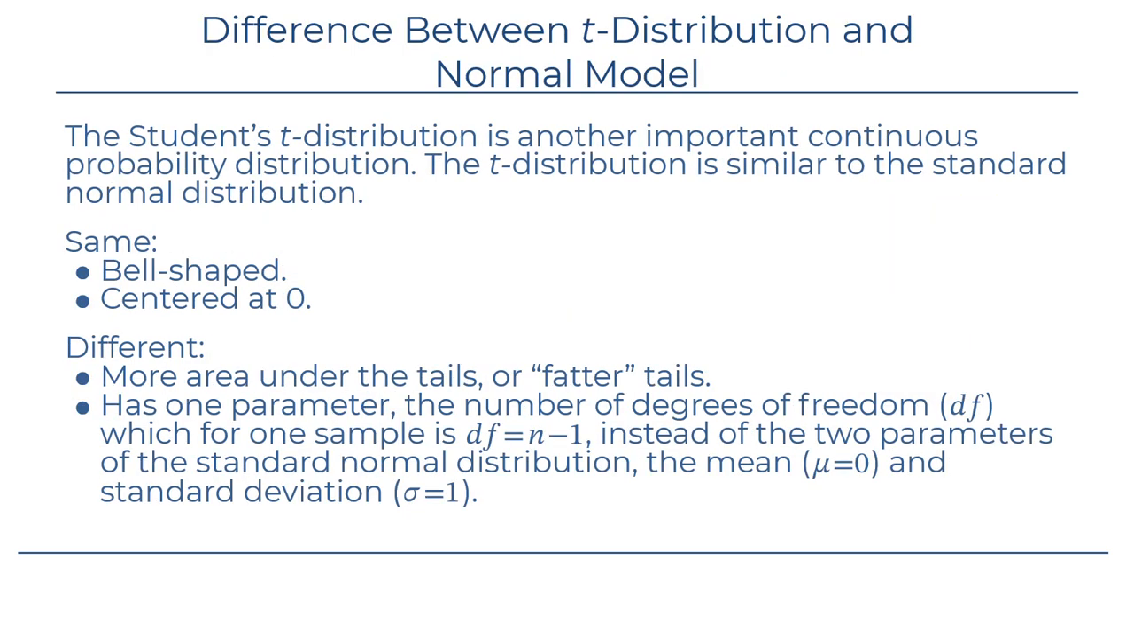The student's t-distribution is very similar to the normal model. It has the same bell shape and it's still centered at 0. But it's different from the normal model in that the tails are fatter. So imagine taking your hand and kind of squishing the top mode of the normal model down so it doesn't go quite as high, which leaves more area in the tails. And it also has one parameter, the number of degrees of freedom, which for a single sample is n minus 1, instead of two parameters, which is the mean and the standard deviation.